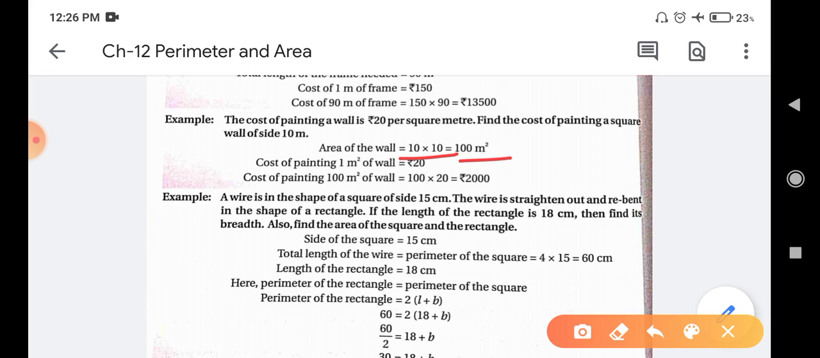And then we have to find the cost of painting, and the cost of painting 1 meter square of wall is 20 rupees, so the cost of painting 100 meter square of wall will be 100 multiply 20. So we get 2000 rupees.